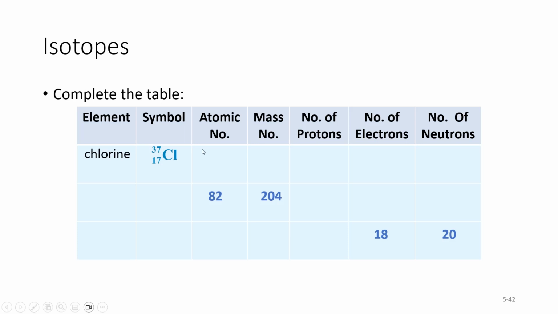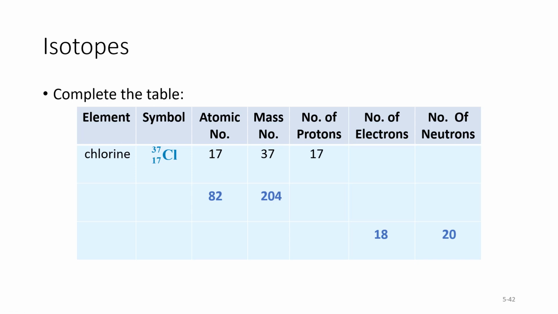And now we want to know atomic number, mass number, number of protons, and so forth. So based on the shorthand of this, the atomic number is 17. The mass number is this number up here, and that's going to be 37. The number of protons is equal to the atomic number. So 17 is the atomic number. That's going to be the number of protons.